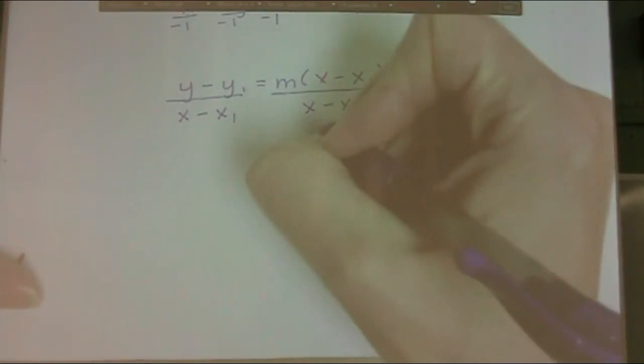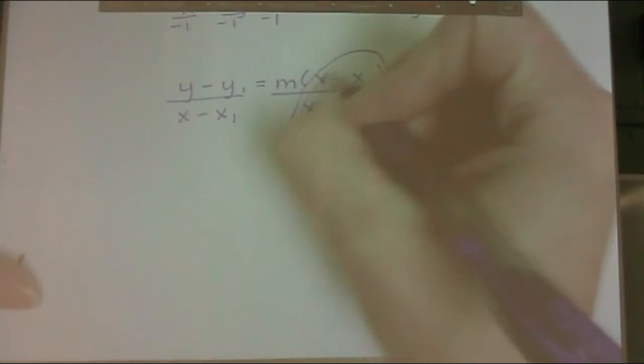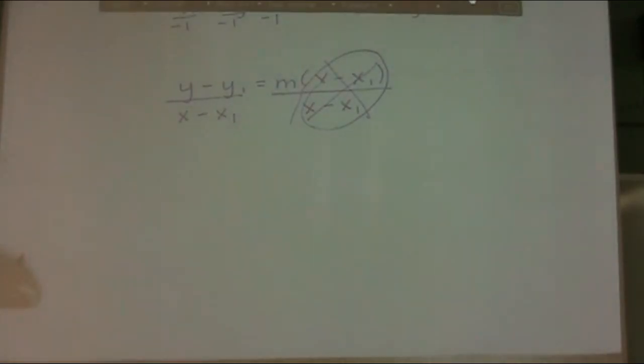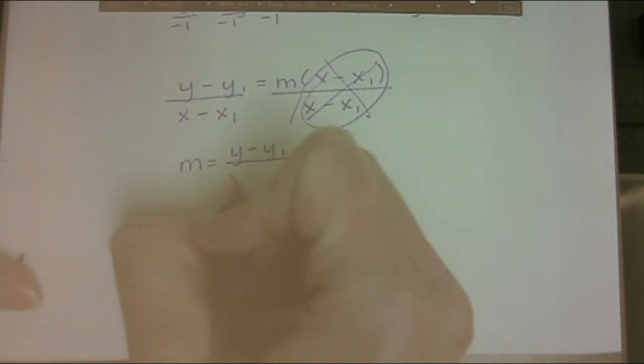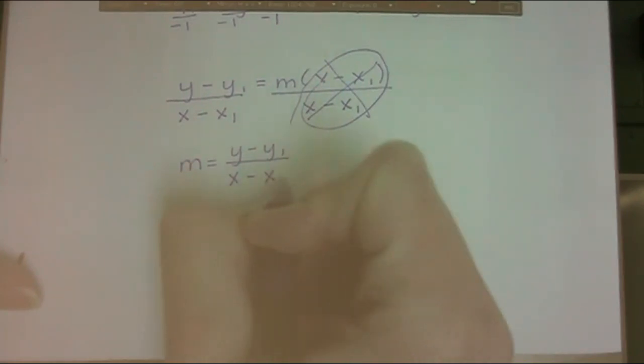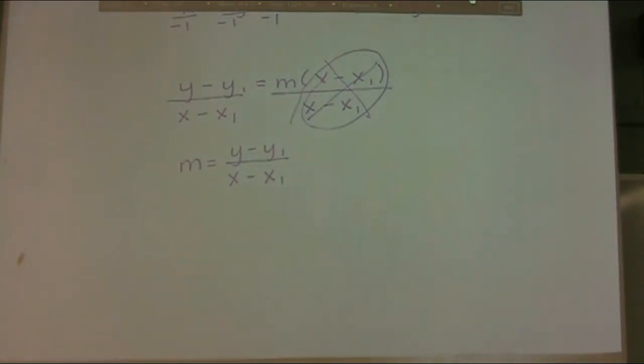Here, these now cancel on the right-hand side. Same thing in the numerator and in the denominator. And if you look and see what I have, m equals y minus y1 over x minus x1. And this formula should look familiar to you. This looks just like the slope formula when you have 2 points. And that's in fact where this does come from.